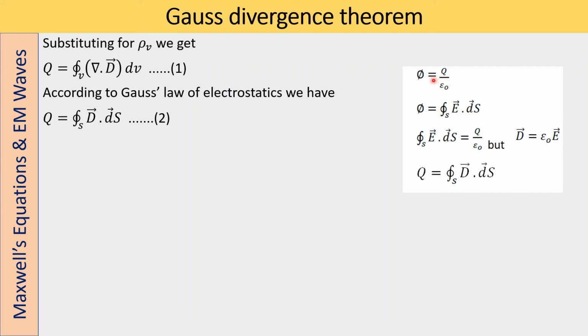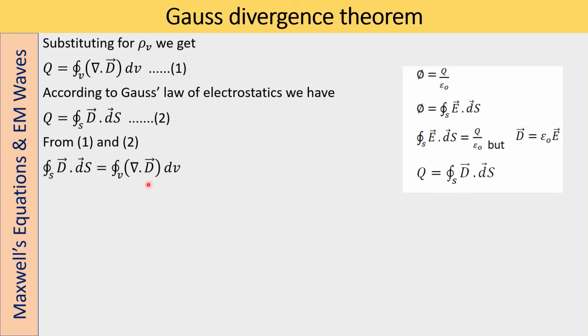So psi is equal to q by epsilon naught, or since psi is equal to the surface integral of E dot ds, the surface integral of E dot ds is equal to q by epsilon naught. But we know that the electric flux density D is equal to epsilon naught into E, where E is the electric field. Therefore, Q is equal to the surface integral of D dot ds. So that is equation 2.